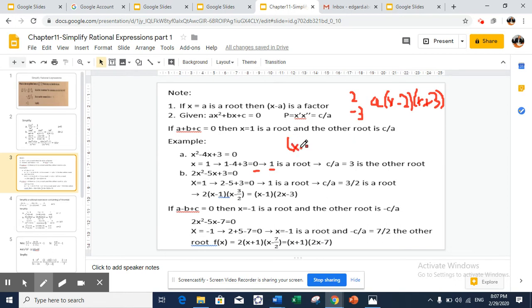Now to find the other factor, I have two techniques. Either I say it's c over a, which is 3 over 1, so it will be x minus 3. Or I say x times what equals x squared, or x squared divided by x is x.